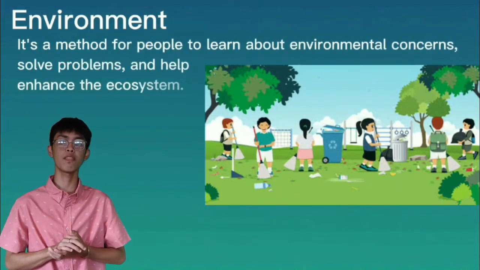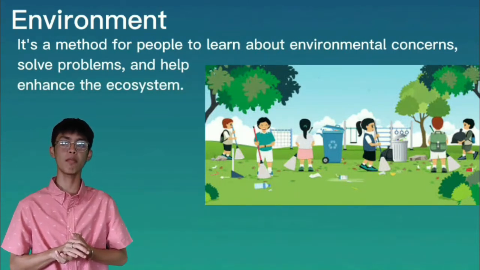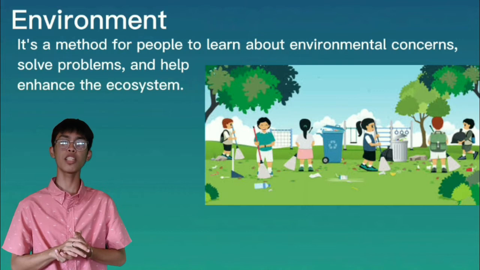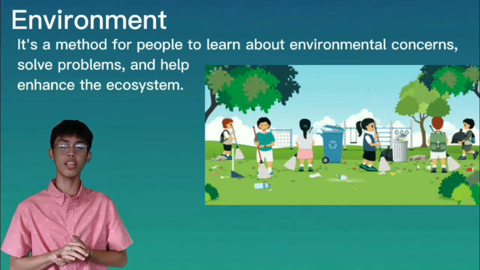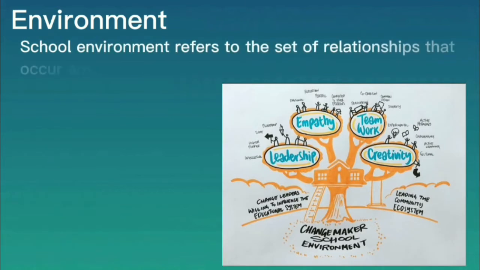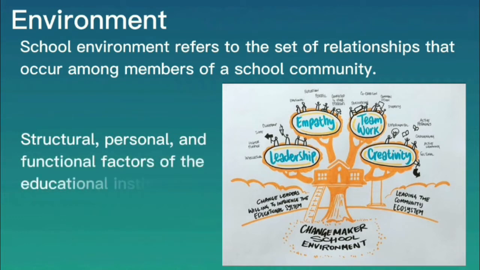Environment is a method for people to learn about environmental concerns, solve problems, and help enhance the ecosystem. Consumers have a better grasp of challenges and the ability to make educated and responsible action as a consequence. School environment refers to the set of relationships that occur among members of a school community that are determined by structural, personal, and functional factors of the education institution which provide distinctiveness to the school. The school environment is an important factor when evaluating student well-being.